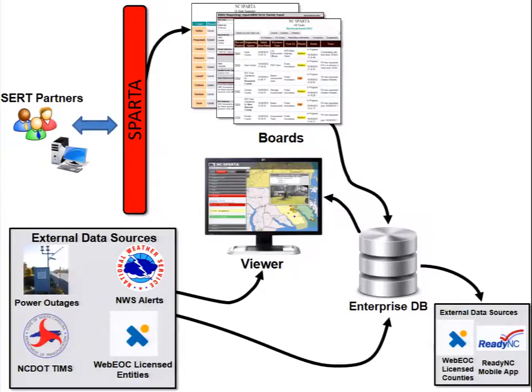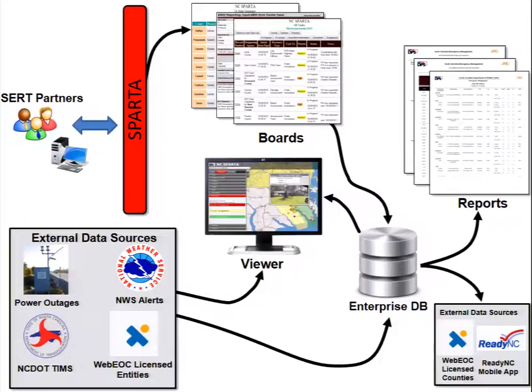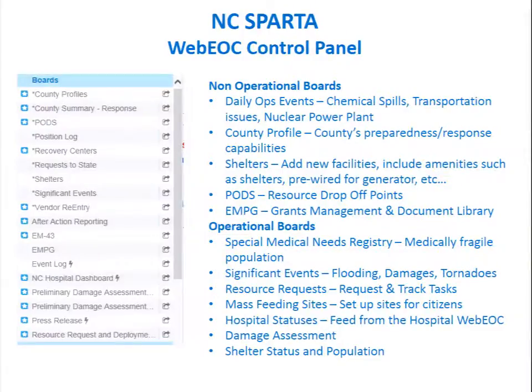And then we have a Ready NC mobile app. And so now anytime a shelter is open or counties evacuate, that data automatically goes there. So a citizen can pull up their Ready NC mobile app and determine what's the best shelter for them. And then again, we utilize SQL reporting services quite a bit. So most boards have 2 or 3 different types of reports built in depending on who you are.